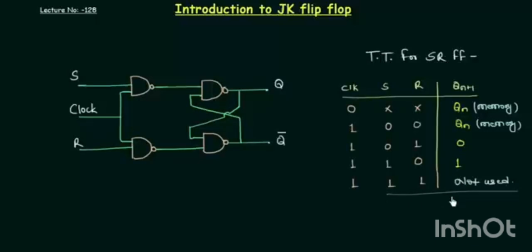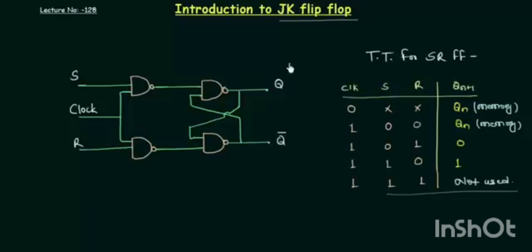There is a contradiction that you have already seen in the SR flip-flop. So in this whole presentation, we will try to make a flip-flop in which this state is used. There is some usable form when we are having S as 1 and R as 1, and the flip-flop obtained is called the JK flip-flop. So I hope it is now clear why we have to study the JK flip-flop.